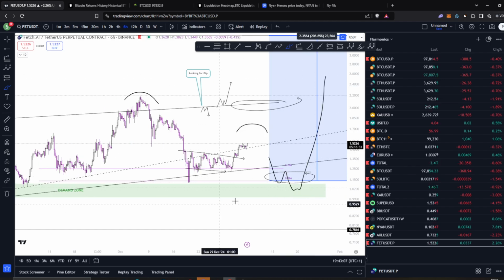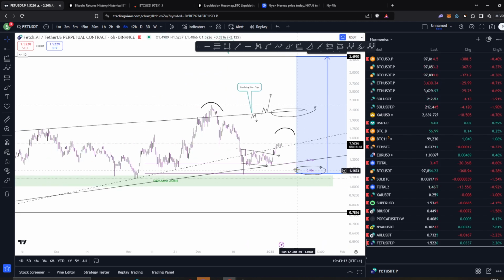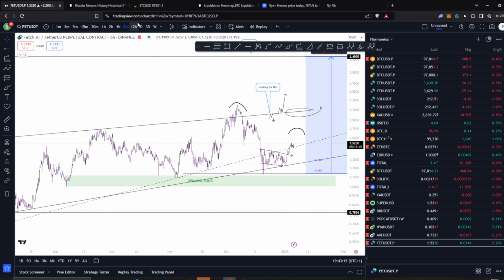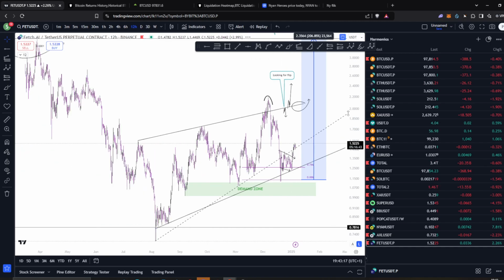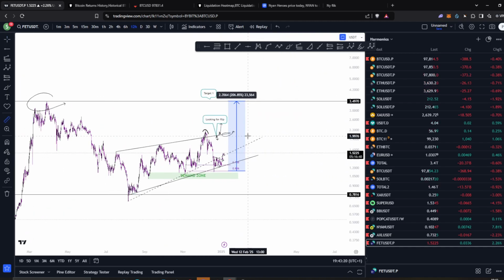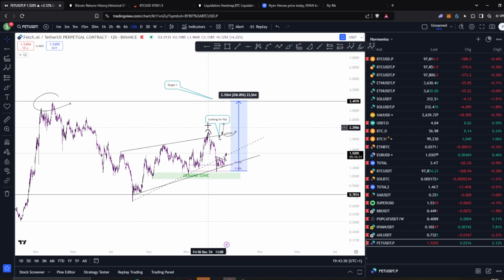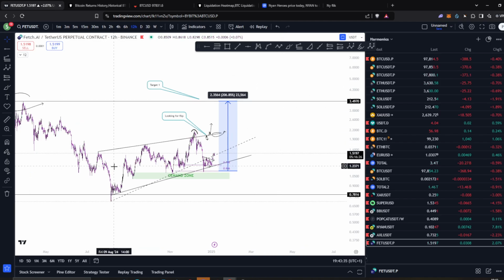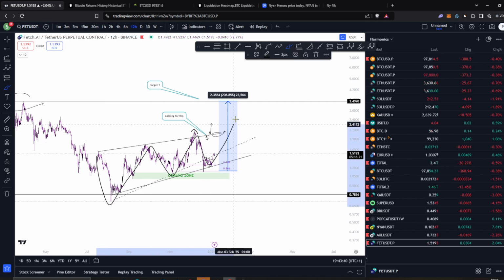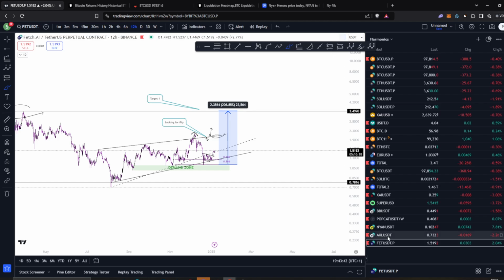where I want to DCA even further, because I'm bullish on the higher time frames on Fetch. I think this is a big runner for 2025. And I think it makes a new all-time high easily. So I have set my target around here at previous highs, and that's around a 3x from where we bought back here on the dip. But of course, first you have to break out of this rising wedge structure. So that's my take on Fetch.